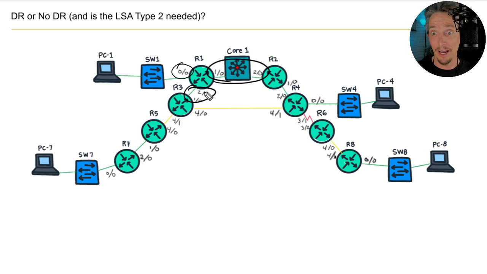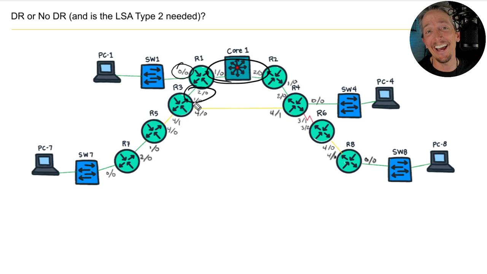And it's saying, okay, I just came up, I'm new here. It's like joining my Discord server, our Discord server. Hey, I'm new here. How do I get along, or what do I do? What are the rules? Check the rules out. And it's looking and listening to see if there's any neighbors out there or any potential neighbors that it can go into the init and two-way state and all the rest with, and whether there's a DR or BDR. If there's a DR and BDR on that segment, or any one of these segments, R1 would come in as a DR other, and it would make full adjacencies with the DR and BDR, and then life would go on.